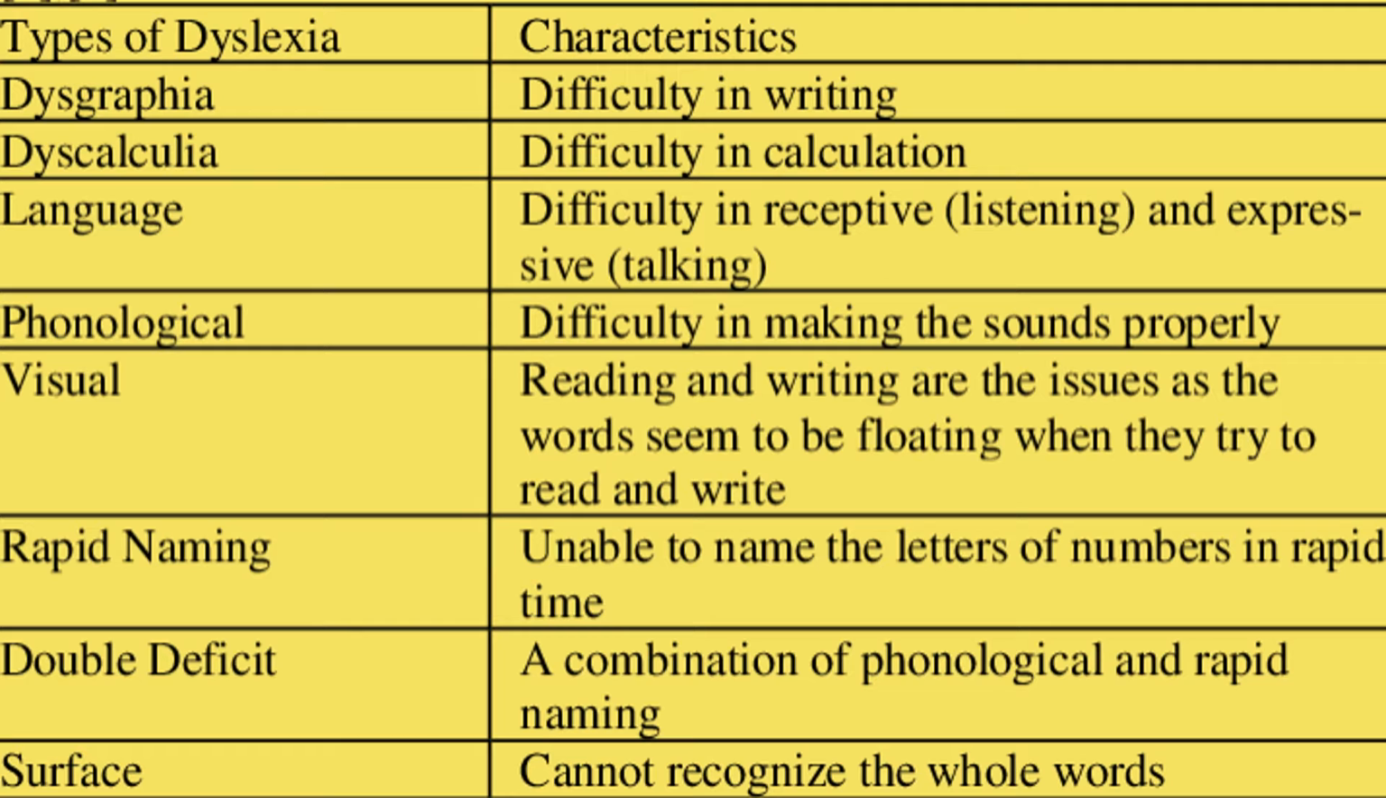For example, different words, a, b, k, d. Then visual, reading and writing are the issues, as the words seem to be floating when they try to read and write. So they have difficulty in visualizing as well as making sounds from those words. Rapid naming, unable to name the letters or numbers in a rapid manner. Double deficit, that is the combination of phonological and rapid naming that I have mentioned above. And the last one is surface, in which a child cannot recognize the whole word.